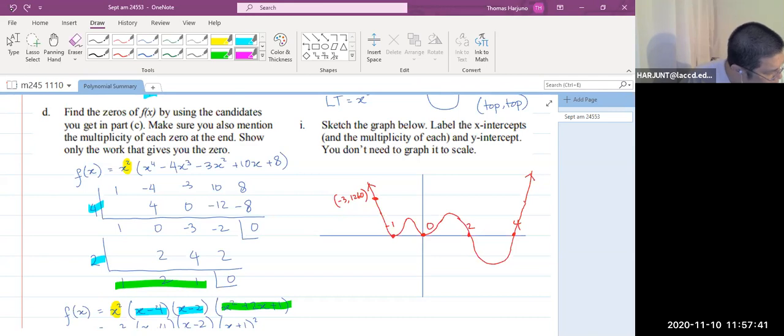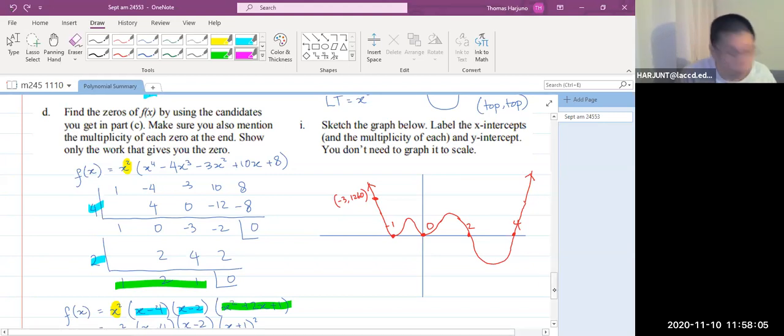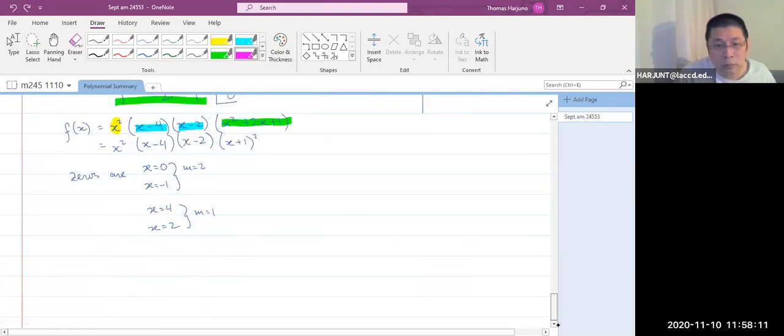For example, we want to answer questions like... maybe I try to look for a good one. Let's say I do number 84, section 3.4.